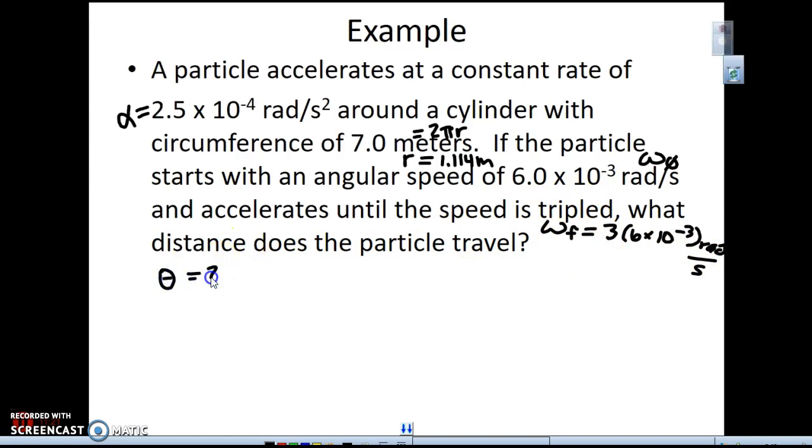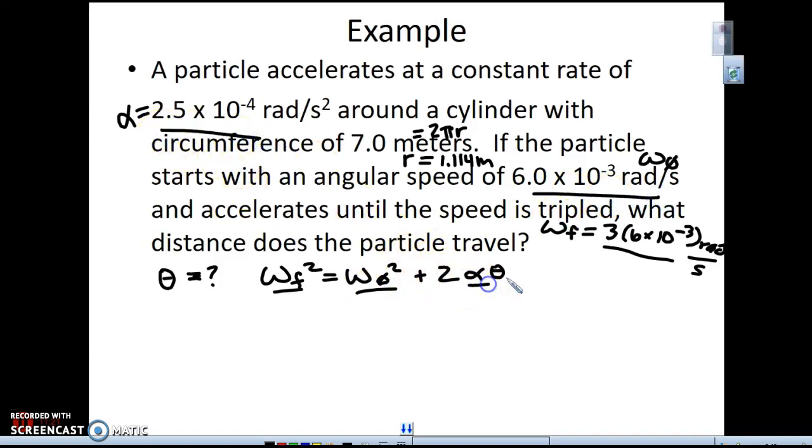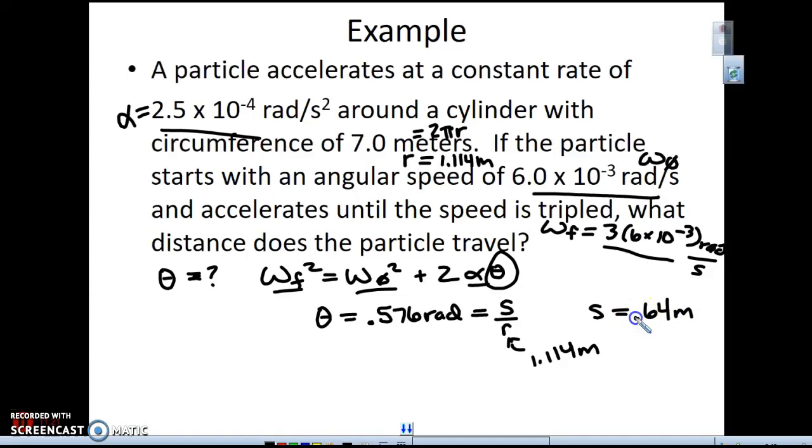All right, so the first thing I'm going to do is solve for theta because I need to know what the angular displacement is to find meters or distance. Okay, so again, if you plug this into this formula here, plug omega sub f in here, omega sub naught in here, theta, and let's solve for this. So theta turns out to be 0.576 radians. Now, we know that theta is equal to S over R, and we solved for R up there, and R is going to be 1.114 meters, and so S turns out to be 0.64 meters. Okay, so we don't really go very far around it. All right, that's about it, and then we'll go to the next video.